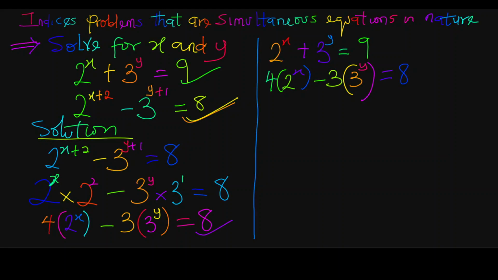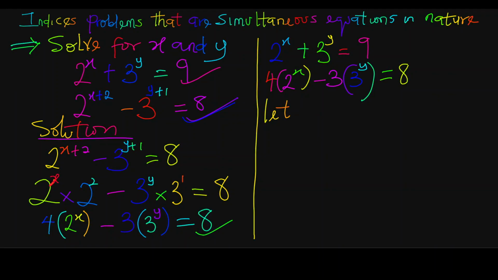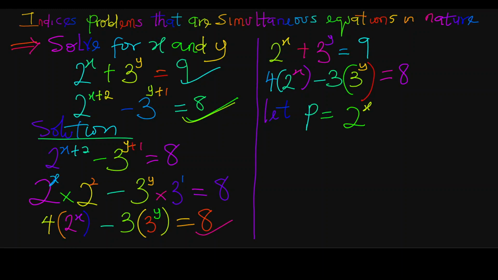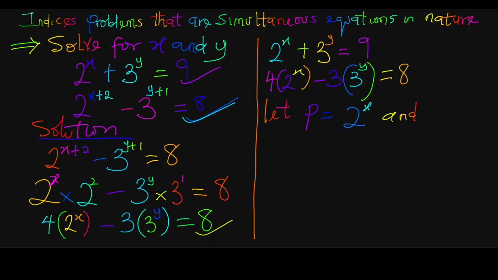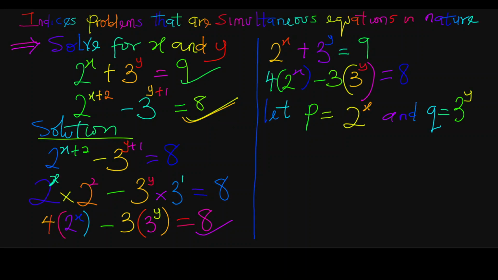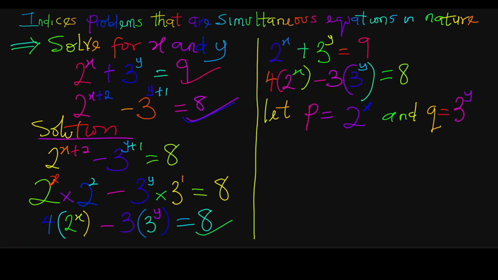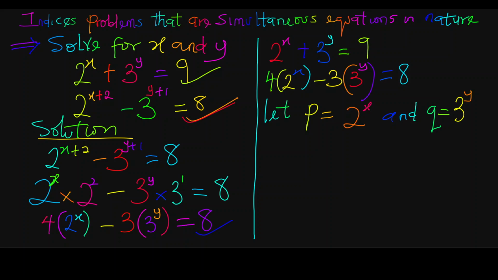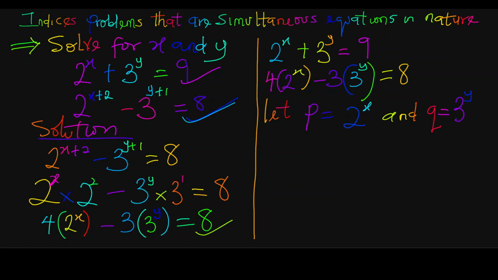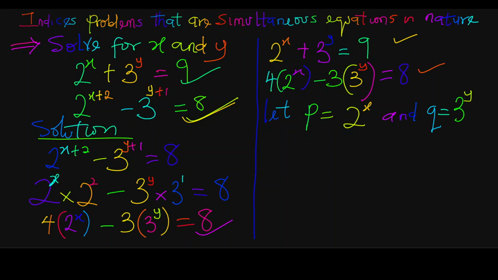Based on what we have here, we can represent p equal to 2 raised to the power of x, and we can represent q to be equal to 3 raised to the power of y, so that we can do all of this successfully. Since 2 raised to the power of x is p and 3 raised to the power of y is q, we can substitute these into both the first and second equations.